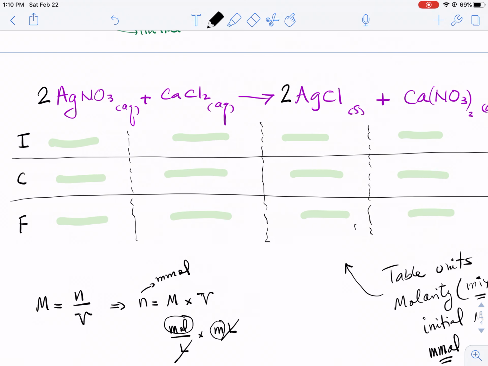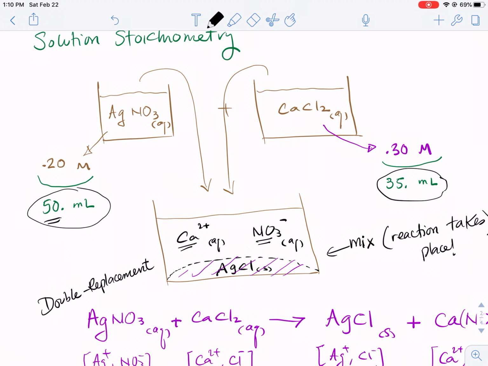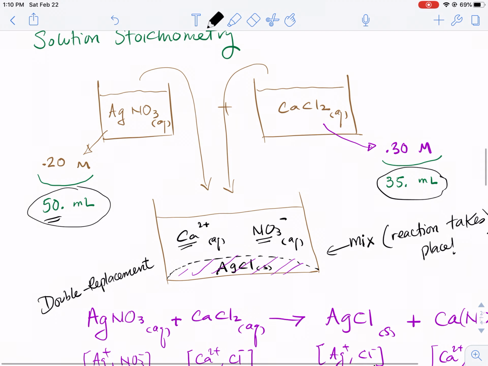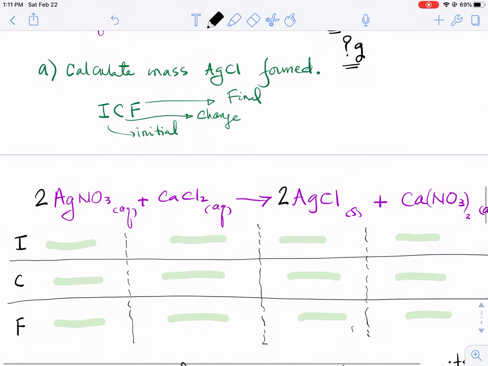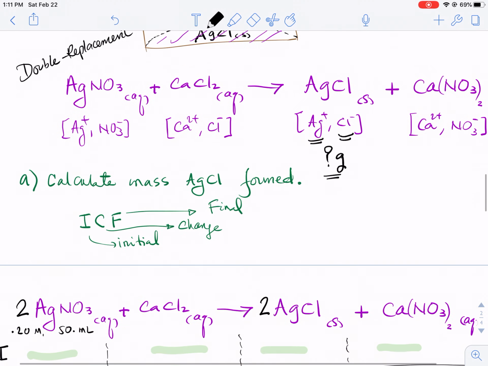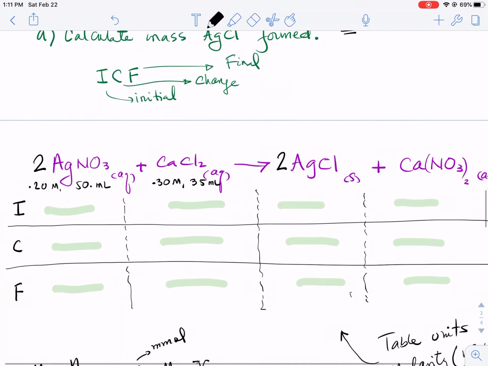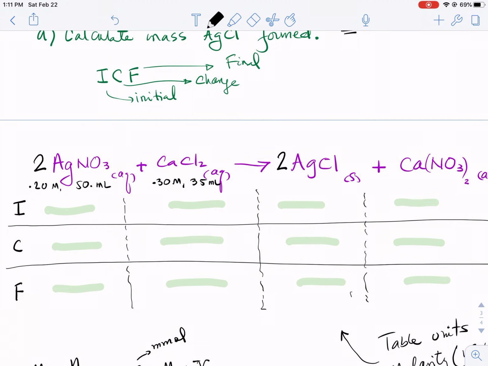I want you to calculate millimoles of each of these reactants. So again, you have the equation in front of you and you have the volume and concentration of each reactant. To make it more visual, 0.20 molarity and 50 milliliters. And for calcium chloride, we have 0.30 molarity and 35 milliliters. So now our job is to get millimoles. It's quick: take molarity and multiply it by the volume in milliliters.